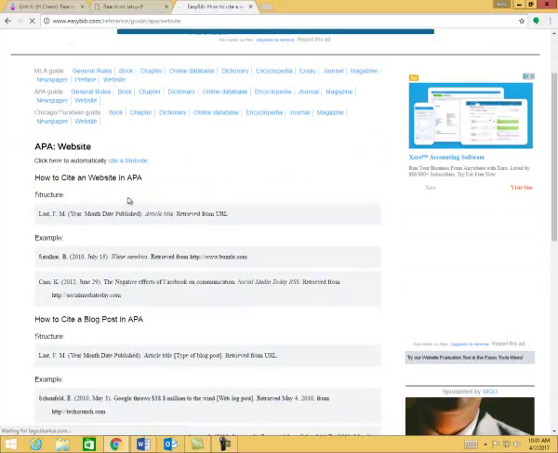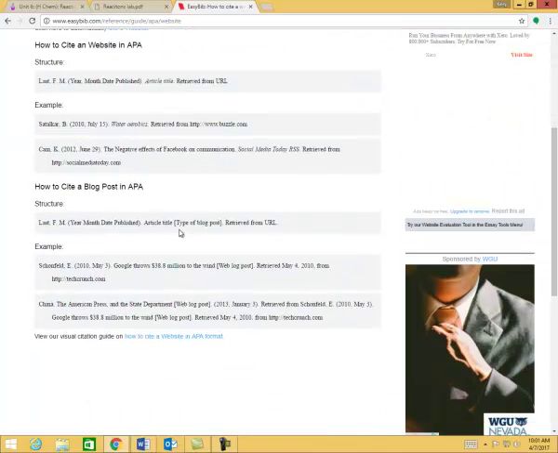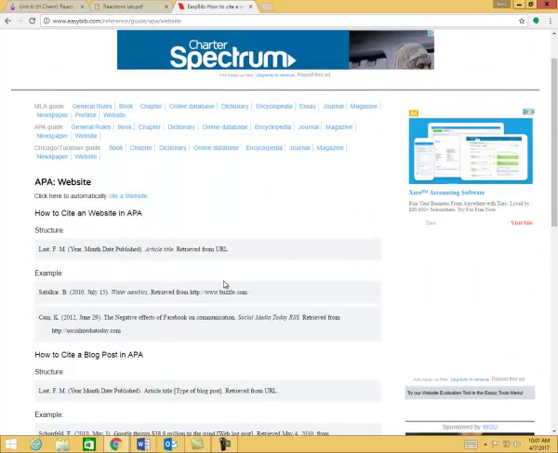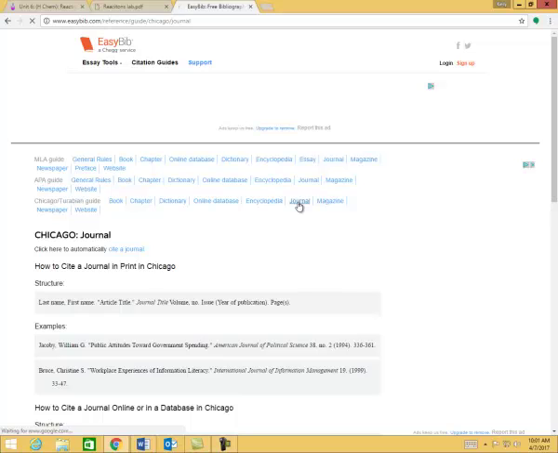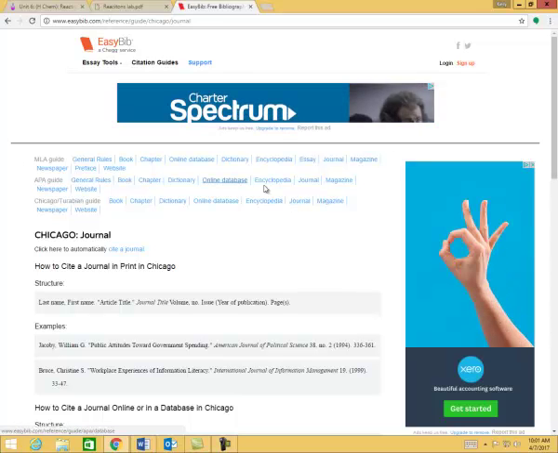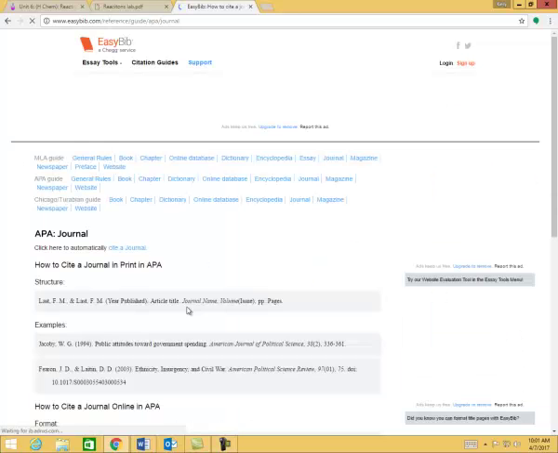Here's how to cite a website. Here's how to cite a blog post. They give you a ton of examples just for free, so I would encourage you to dive in and see if you can find some. So this is kind of like a journal, what you guys had. Oh wait, hold on, APA, sorry. I clicked the wrong link.